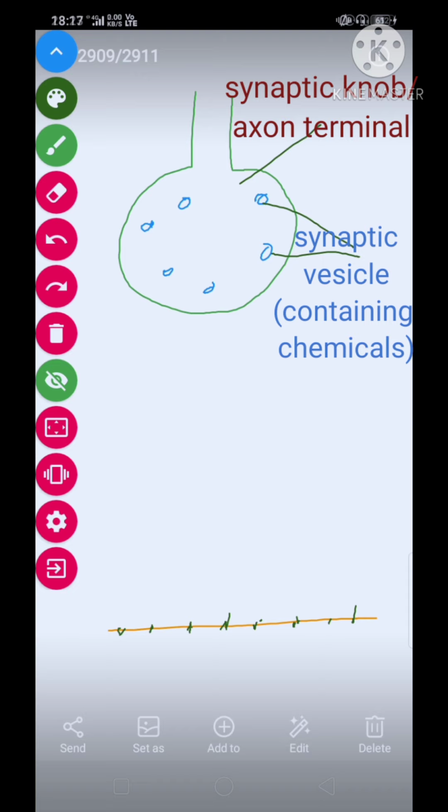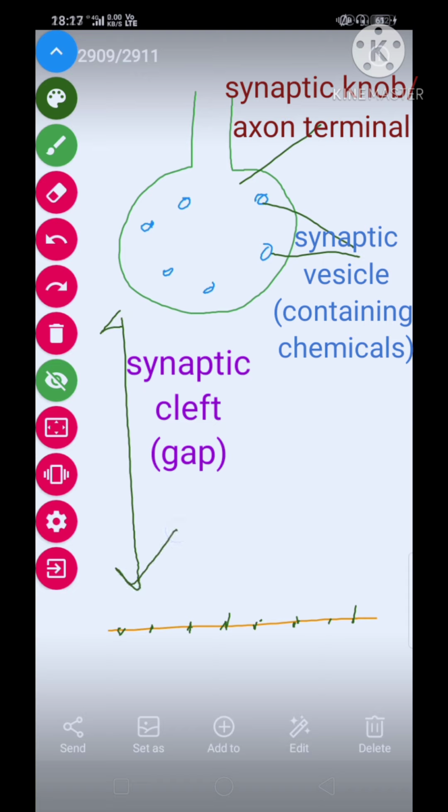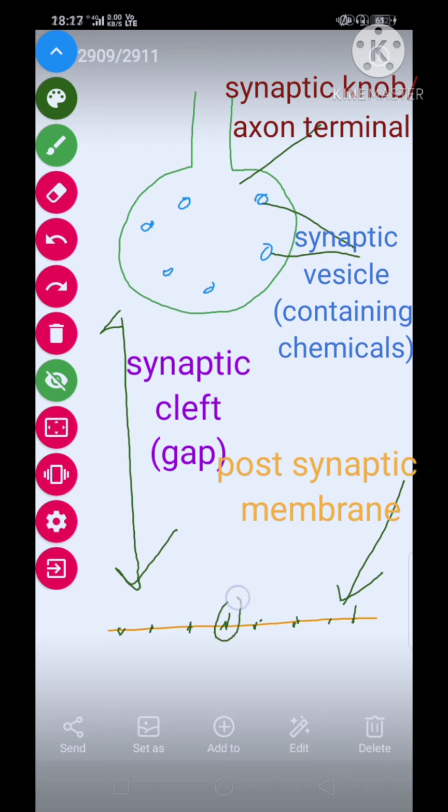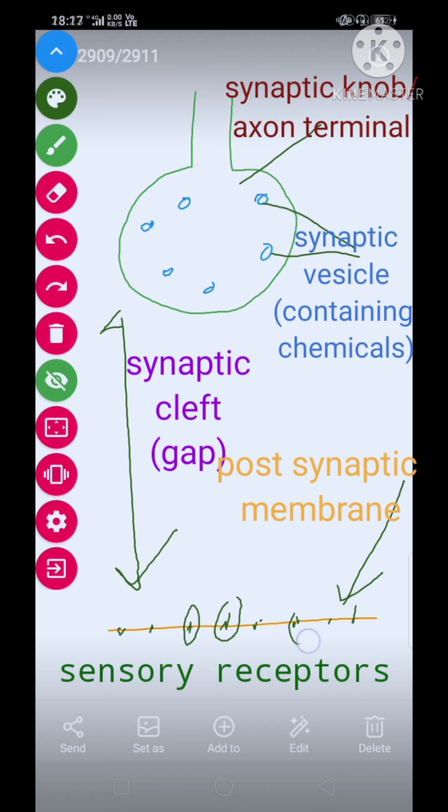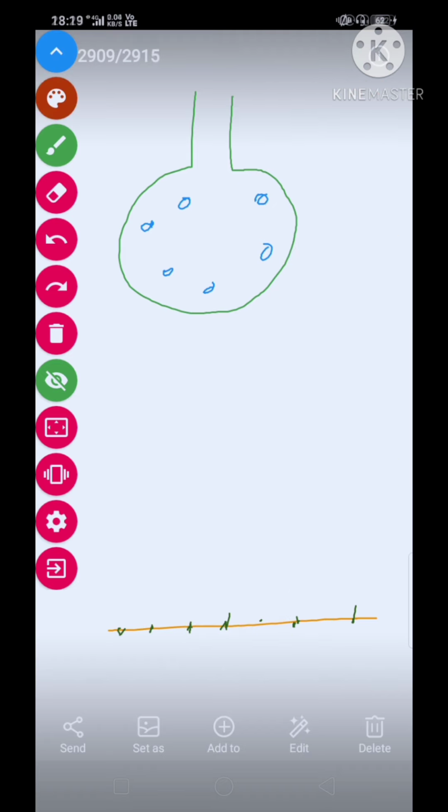These vesicles are colored in blue, and this is the synaptic cleft, and this is the postsynaptic membrane. Drawn in green are the receptors of the postsynaptic membrane. So now I'll explain the transmission of nerve impulse in detail. In the previous video I explained the conduction of nerve impulse.